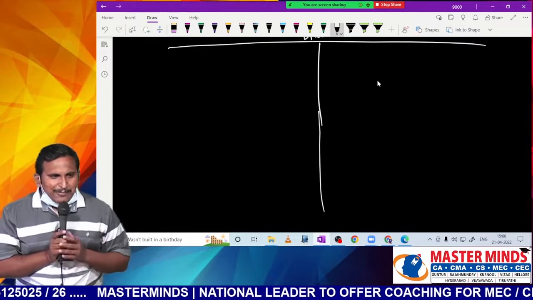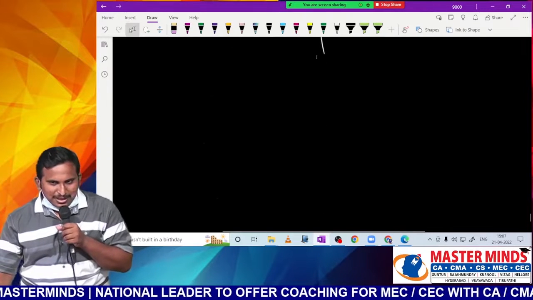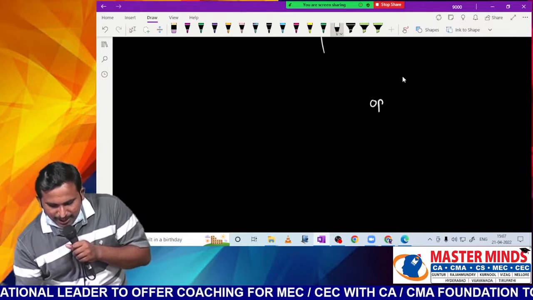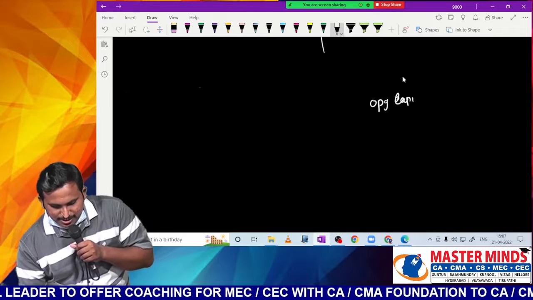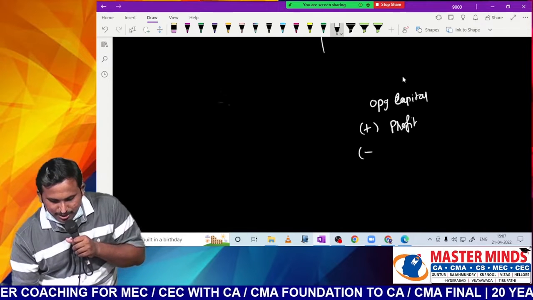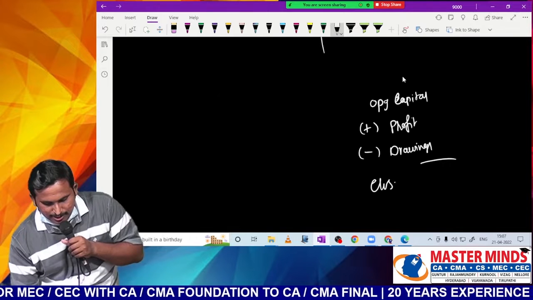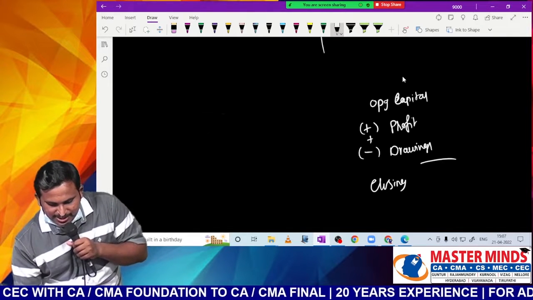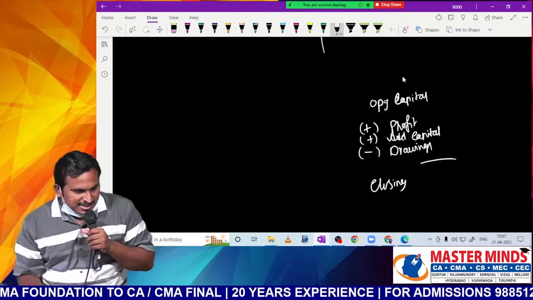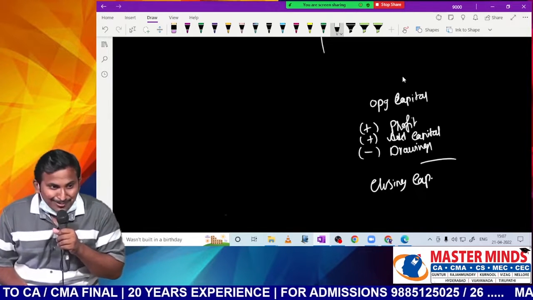Do you remember that capital comparison method? Now, how do you find profit or loss in the capital comparison method? Generally, we know one thing: opening capital plus net profit minus drawings should give you closing capital. Am I right or not? Of course, any additional capital we will add. Opening capital plus profit plus additional capital minus drawings should give you closing capital.